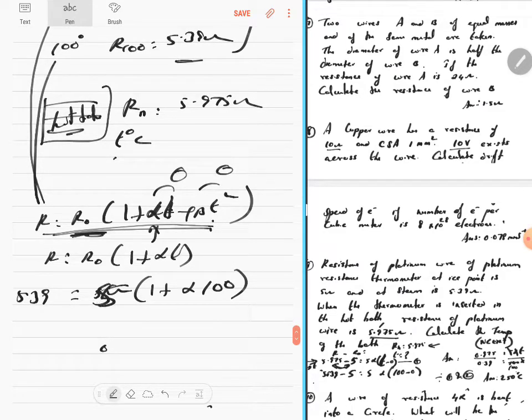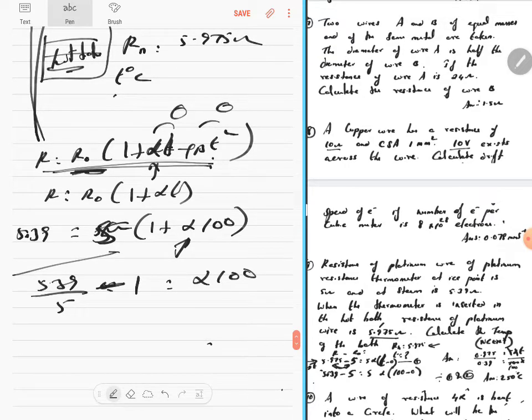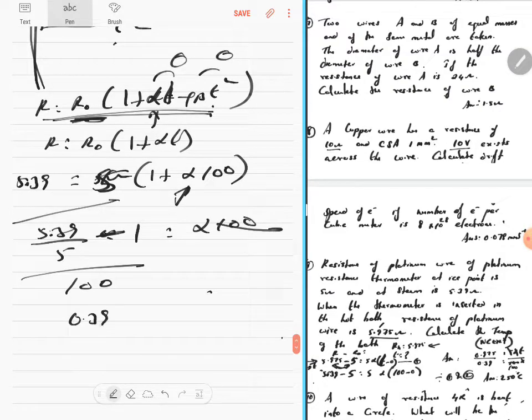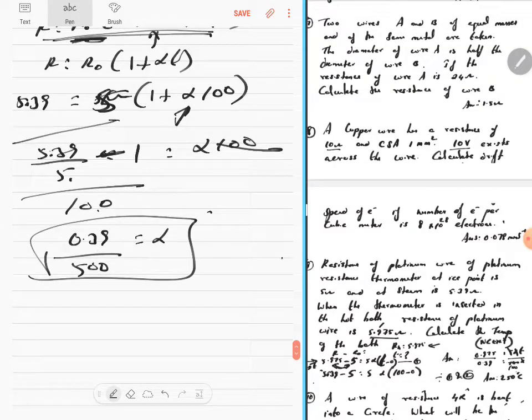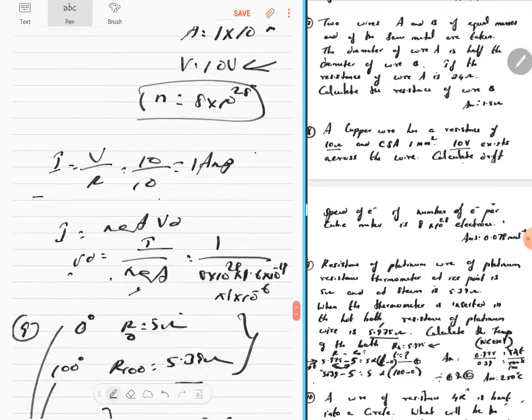Can you find what is alpha from this? Yes, what will be alpha? It will go as a division. 5.39 by 5 minus 1 is equal to alpha into 100. So if you want to find alpha, this will become an LCM and it will come like this. 5.39 minus 5 will be 0.39 by 500. The 100 will get multiplied with 5. This is equal to alpha. You can multiply both numerator and denominator by 100. 39 by 50,000. This will be my alpha. With the first two equations, you found what alpha is. Now take the second one.